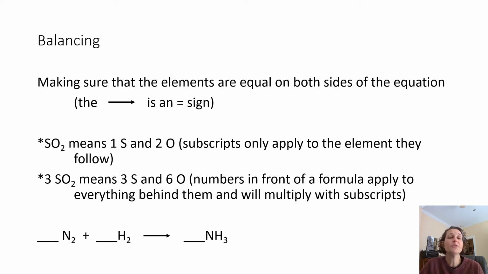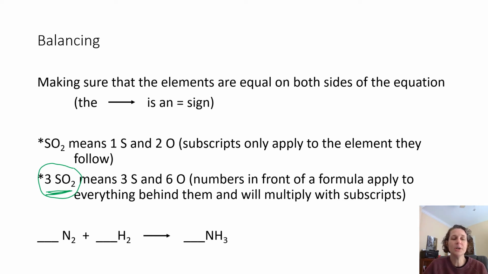If you have a number in front of the compound, so like our SO2 over here, if it has a 3 in front of it, that 3 goes to the S and the O, and you multiply any subscripts. So in that situation with this 3 SO2, I have 3 S's, because 3 times the 1 S is 3, and then I have 6 O's, because 3 times the 2 O's would equal 6.